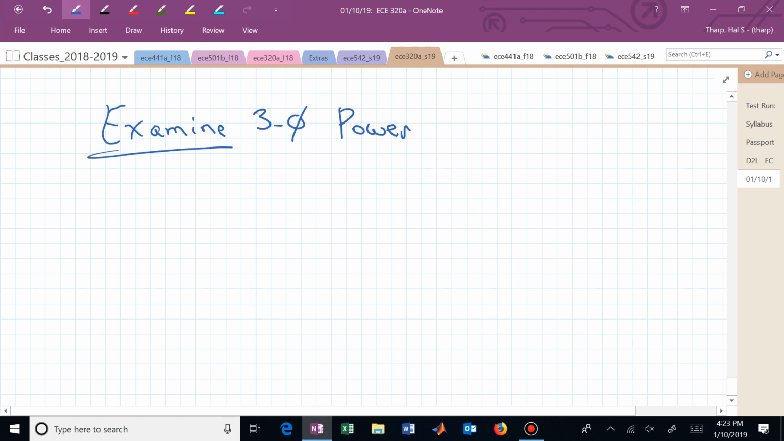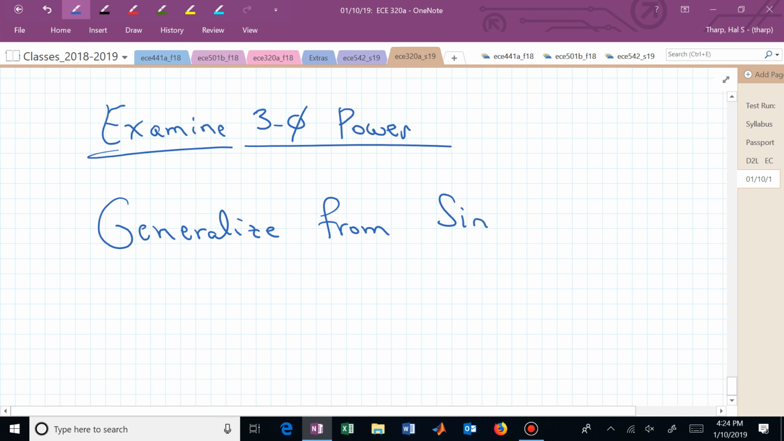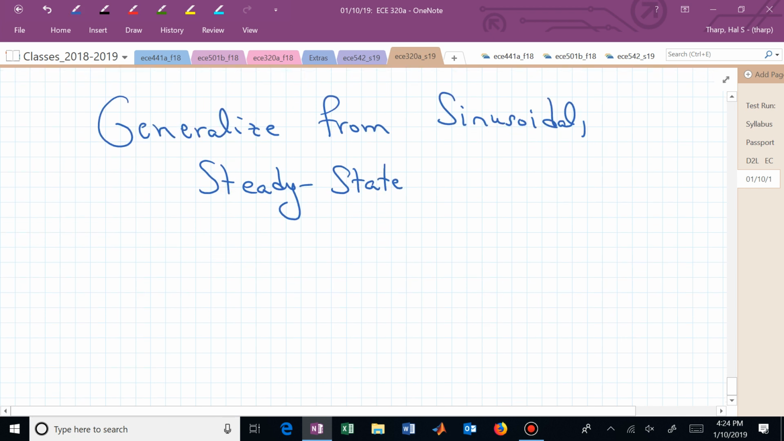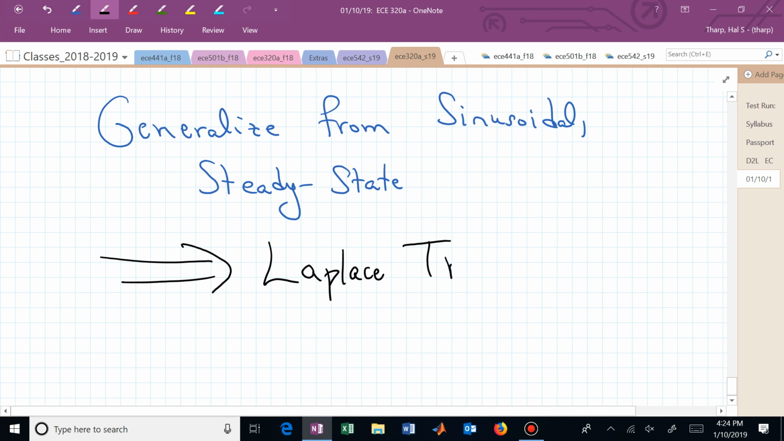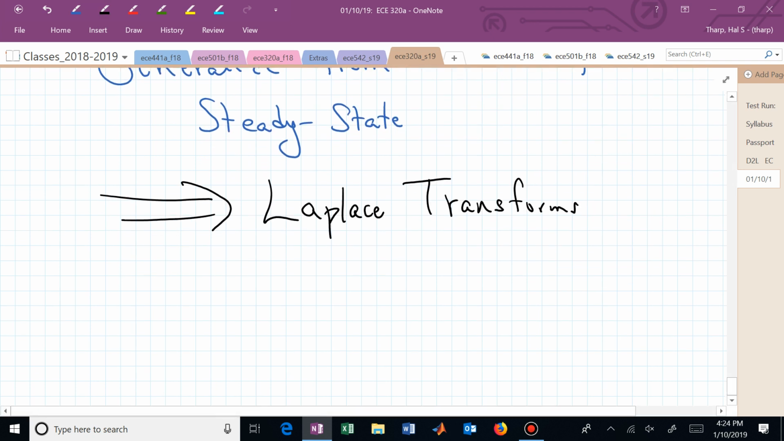But now we want to move beyond 3-phase. We want to generalize from sinusoidal steady state, and that's going to then lead us into Laplace. Now we're going to be getting somewhere. Now we have Laplace transforms, and what's the big deal about that? Well, that now allows us to worry about transient phenomena.